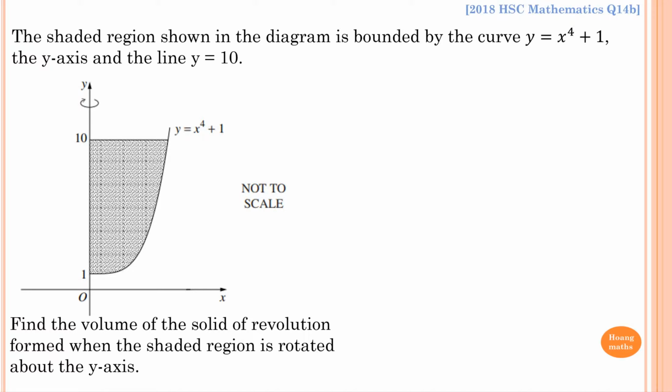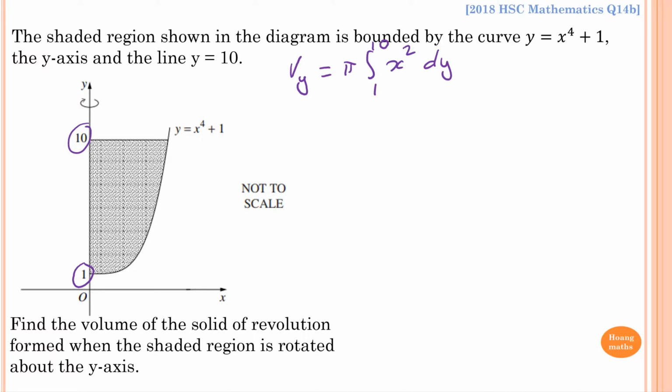First of all, we know that rotating about the y-axis, the volume is equal to pi, integrate from the y values 1 to 10, and then of course dy. Then because of dy, this must be x squared.